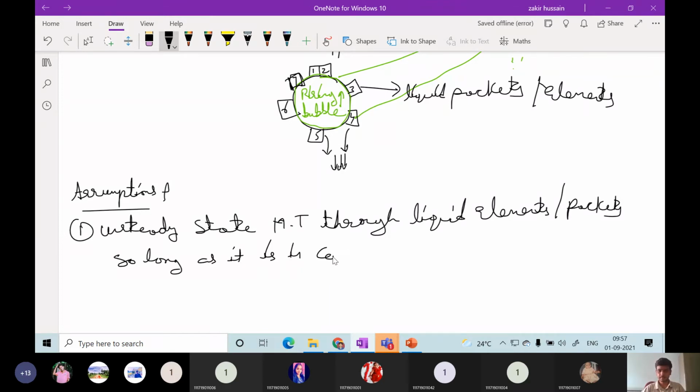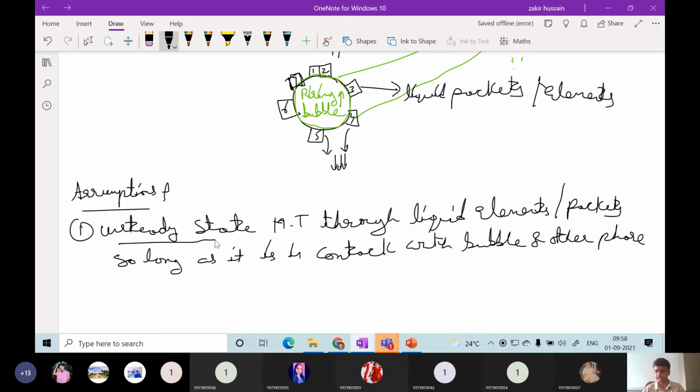the bubble or other phase, we can say. So the mass transfer will be occurring at unsteady state condition so long as these liquid packets are attached to the surface of the bubble, or the surface of the other phase.